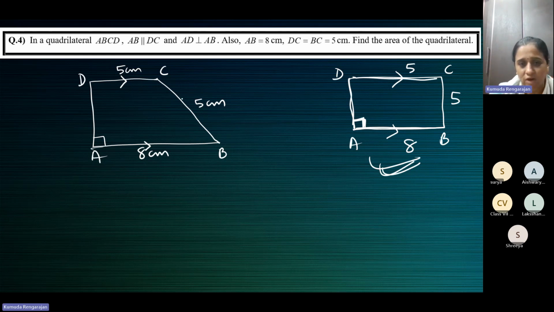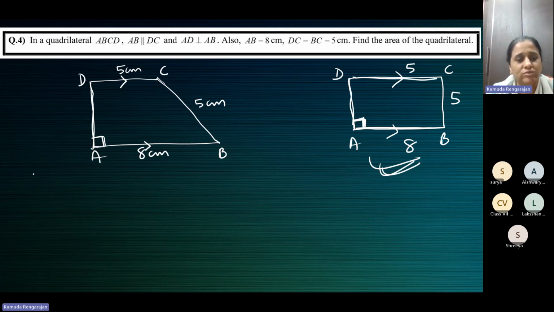The distance between them is not 5 centimeters, children. Distance is always the perpendicular distance between the parallel sides. Supposing this one was given, like 4 centimeters, then you can take dA, the perpendicular distance between the parallel sides. But dA is not given. BC is not the perpendicular distance, so you cannot take 5 centimeters as H.